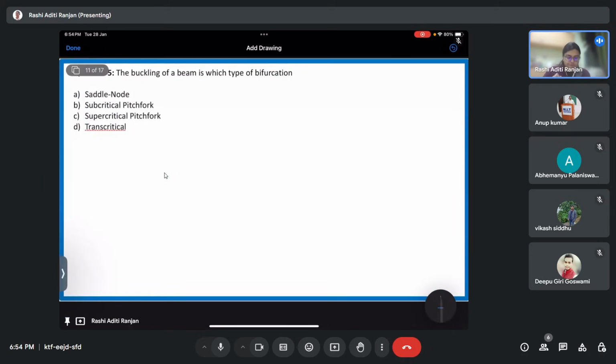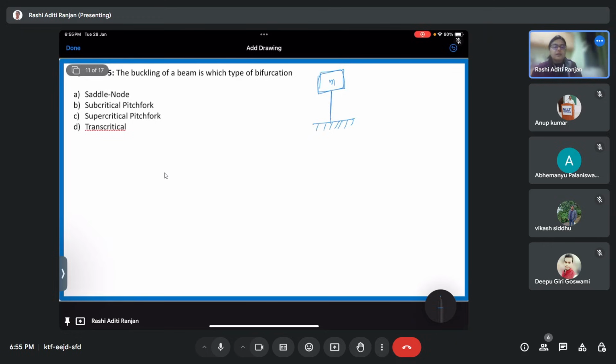Coming on to question number 5. From here I'll be introducing the concept of bifurcation. What is a bifurcation and how is it going to affect the system? So first we'll talk about the buckling of a beam. What is a beam? There is this mass M and here is this rod, and it is under a compressive load, right? It is going to compress the rod. So this is essentially a beam.